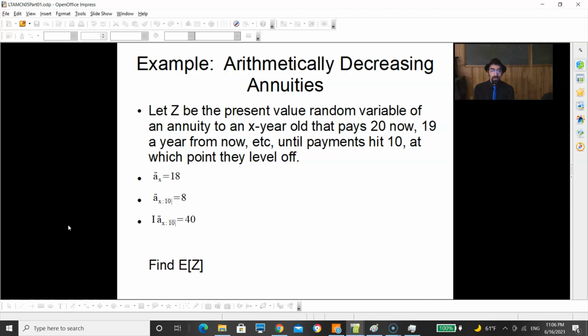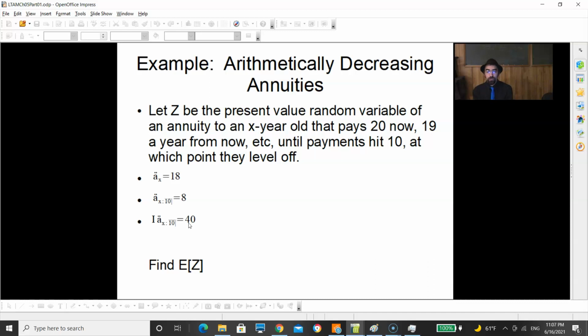So, let Z be the present value random variable of an annuity to an x-year-old that pays 20 now, 19 a year from now, 18 two years from now, etc., until payments hit 10, at which point they level off. For this problem, we'll say ä_x equals 18, ä_{x:10} equals 8, and (Iä)_{x:10} equals 40. With that, find the expected value of Z.